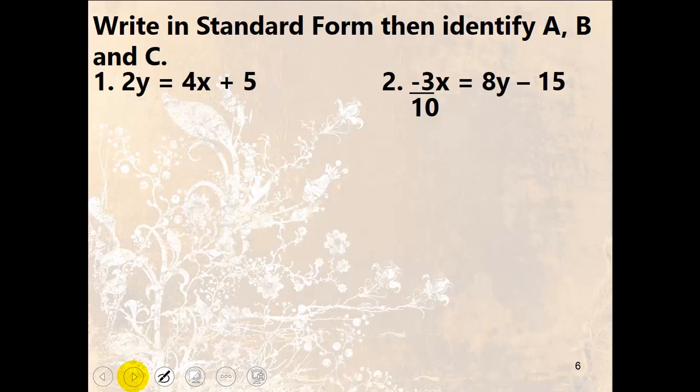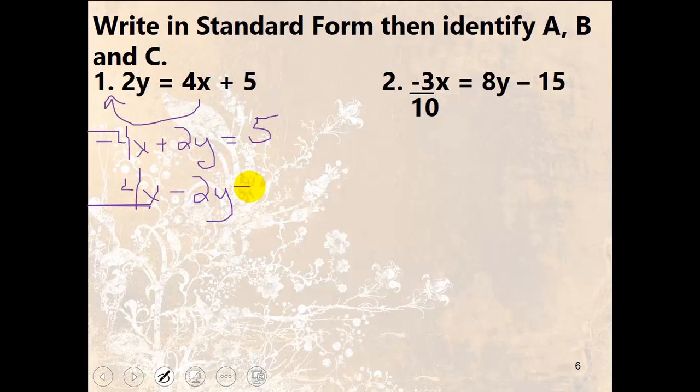Write in standard form and then identify a, b, and c. We got to move that x to the right. So I have -4x plus 2y is equal to 5, okay? I need to multiply everything through by a negative, so I have 4x minus 2y is equal to -5. I don't have a common factor for all three terms, so I'm leaving it as it is.